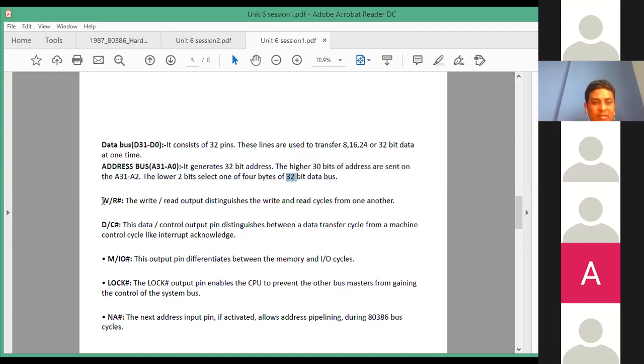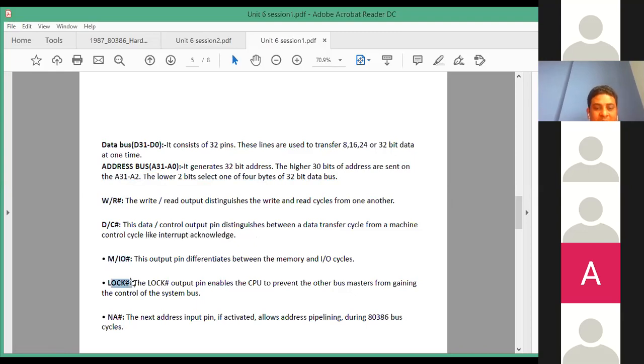The next pin is read or write. When it is 1, it acts as a write operation. When it is 0, it acts as a read operation. We have already discussed this table in the second session. Next is data and control. When the pin is 1, it acts as a data cycle. When the pin is 0, it acts as a control cycle, like interrupt acknowledgement. The next is memory IO. For 1 it is memory, and for 0 it is an IO cycle.